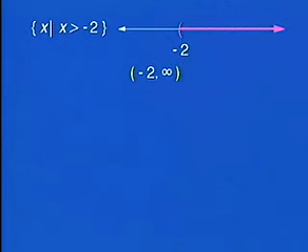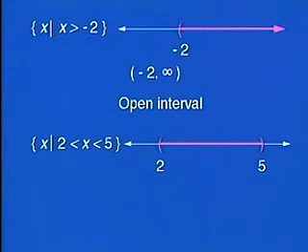We put parentheses around negative 2 since we do not want to include that value, and we put a parenthesis around infinity since we never reach that value. We call this an open interval. Here's another example of an open interval.